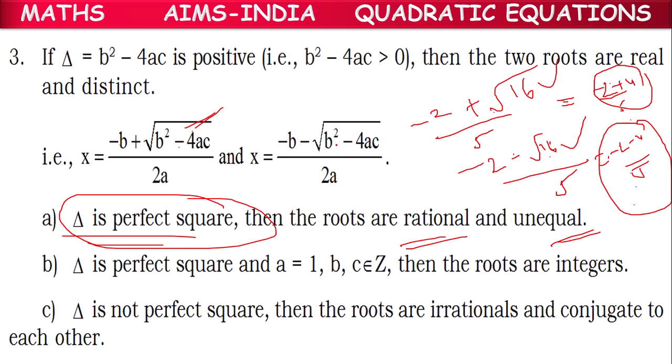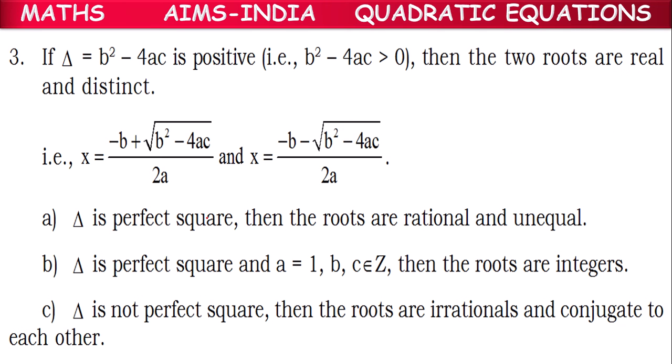If b square minus 4ac is a perfect square, then it will have a root value, and the roots will become rational numbers, unequal. Whereas if it is not a perfect square, then the root value doesn't simplify, and as it doesn't have an exact root, the roots will become irrational numbers.